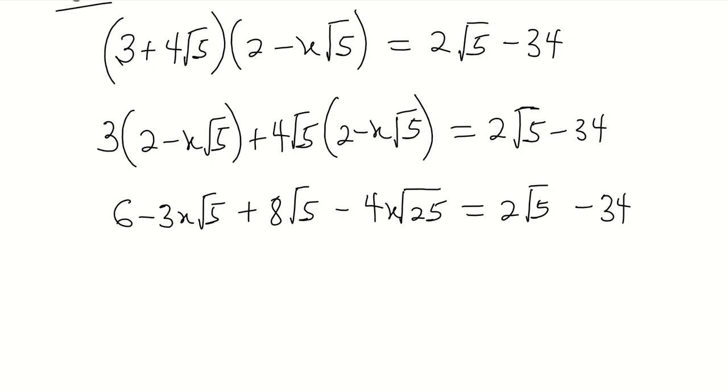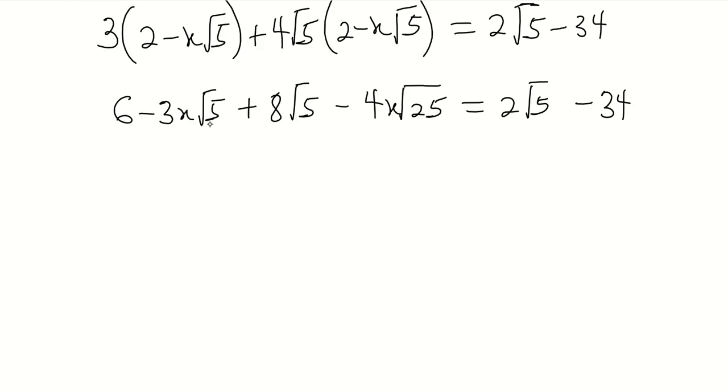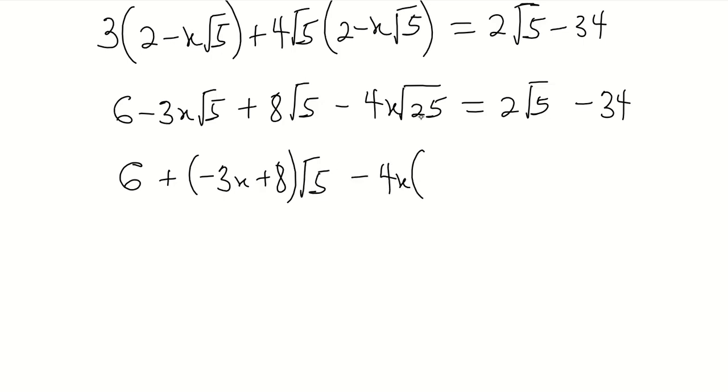Now with this, we can add the surds here. Minus 3x square root of 5 plus 8 square root of 5 can be added because they are like surds, which means we are going to have 6 plus minus 3x plus 8 all times square root of 5 minus 4x, and we know square root of 25 gives an answer of 5. And then we continue, which is equal to 2 square root of 5 minus 34.